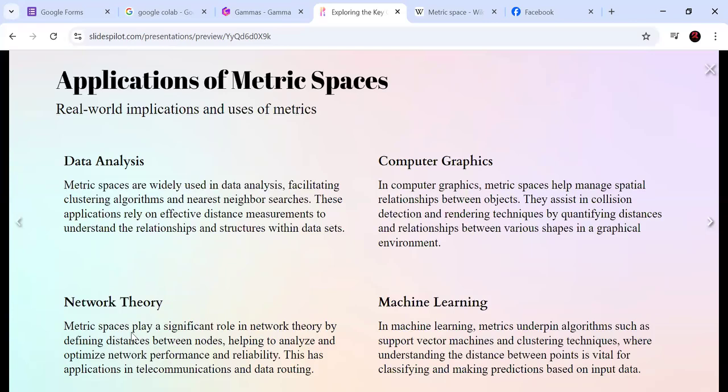So I am excited to tell you about the applications of metric space. Number one, data analysis. How we can apply the concept of metric space functions to analyze data. Metric spaces are widely used in data analysis, facilitating clustering algorithms and nearest neighbor search.